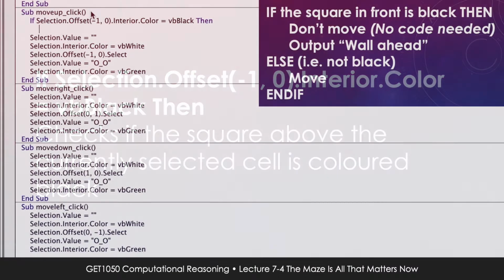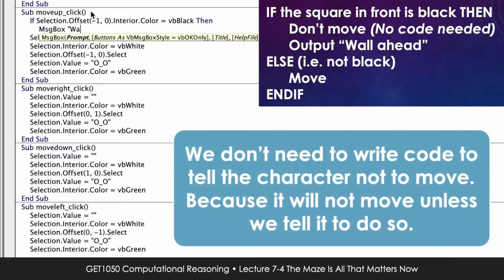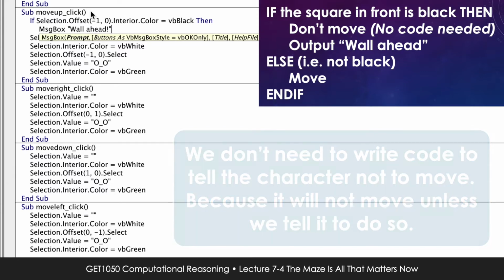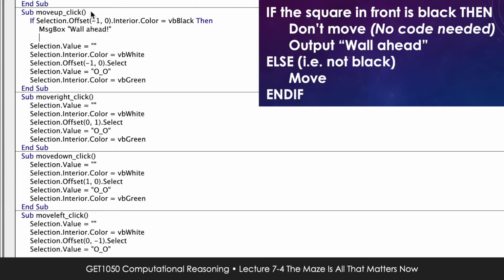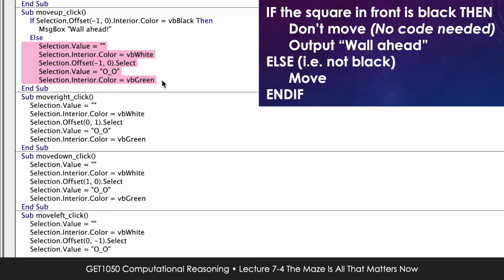Then we will say message box "Wall ahead", or you can write something else if you want to, like, "Oi, don't walk into the wall," something like that. So now we have our message. What's next? Else, if it's not black, correct? So else, what do we need to do? Move, right? And if you remember, all this stuff here is the instruction to move. So let's indent that: highlight the whole thing and press the tab button to indent it.